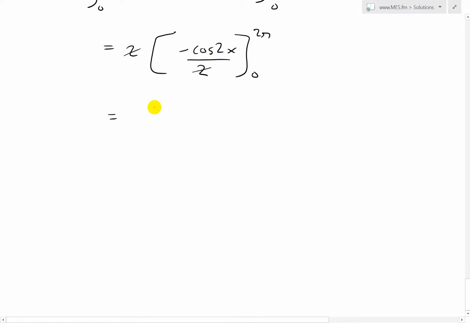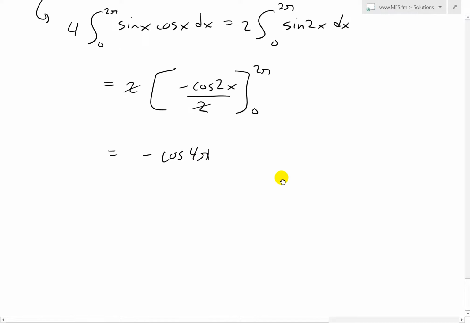So now plug in the limits: we get negative cosine of 2 pi, which is 4 pi, minus, plug in the 0, minus negative cosine 0.